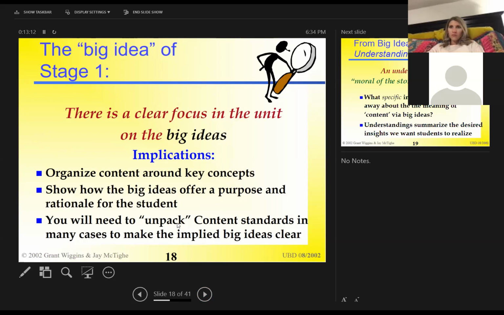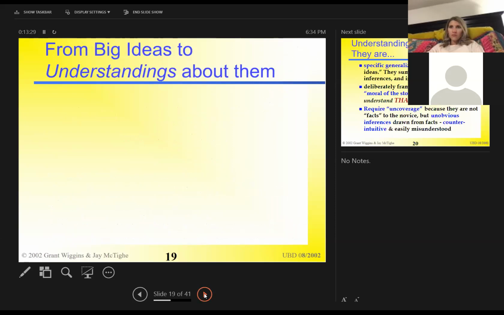You'll need to unpack your standards so that you can really see what the big idea is. Some people can do it without that, but the vast majority of teachers really need to unpack first because, like I said, you can do it in any order, but it's rare that people can come up with a big idea without doing this first, okay?